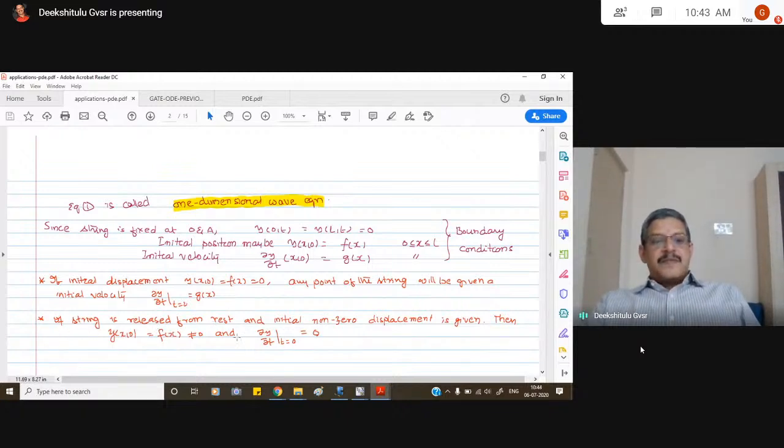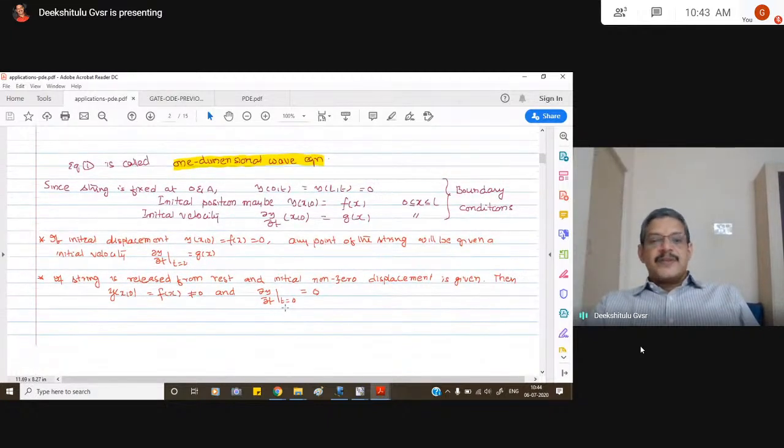If the string is released from rest and an initial non-zero displacement is given, then y(x, 0) is f of x is given. So if this is given, then g of x will be 0. If f of x is given, then g of x will be taken as 0. These are the two important observations in general.